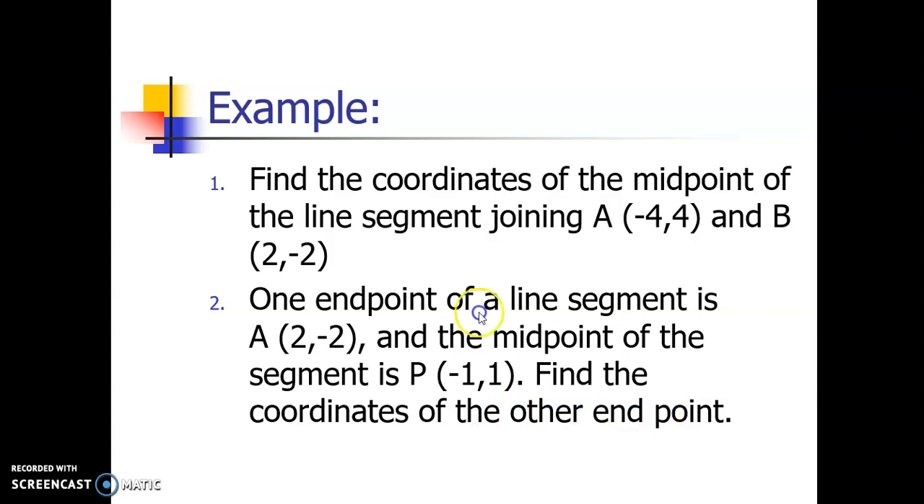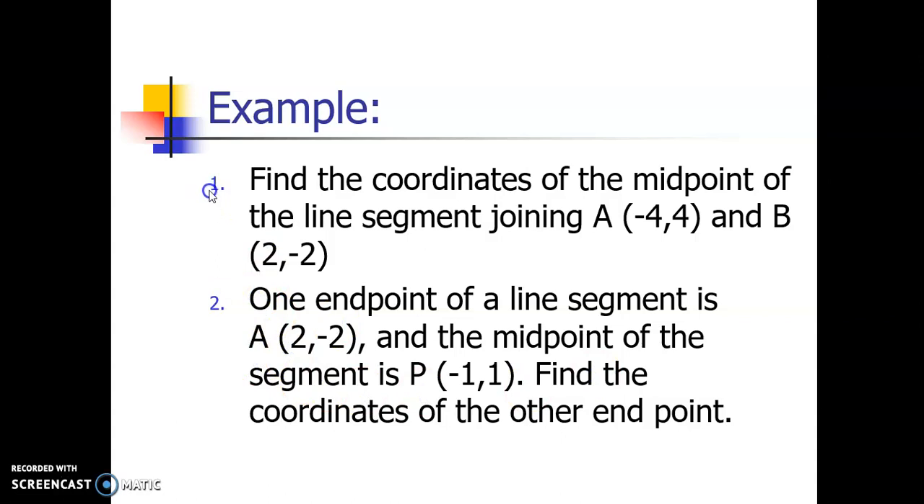Kung mapapansin ninyo, dito sa example number 1, ang given ay 2 points. Hahanapin natin yung gitna, or yung midpoint ng line segment na yon. Sa example number 2, ang binigay is yung isang point at yung midpoint. Hahanapin natin yung kabilang, or yung other endpoint. Parang magiging checking natin to kung tama yung nakuha nating midpoint. Mamaya explain ko kung bakit parang checking tong number 2.